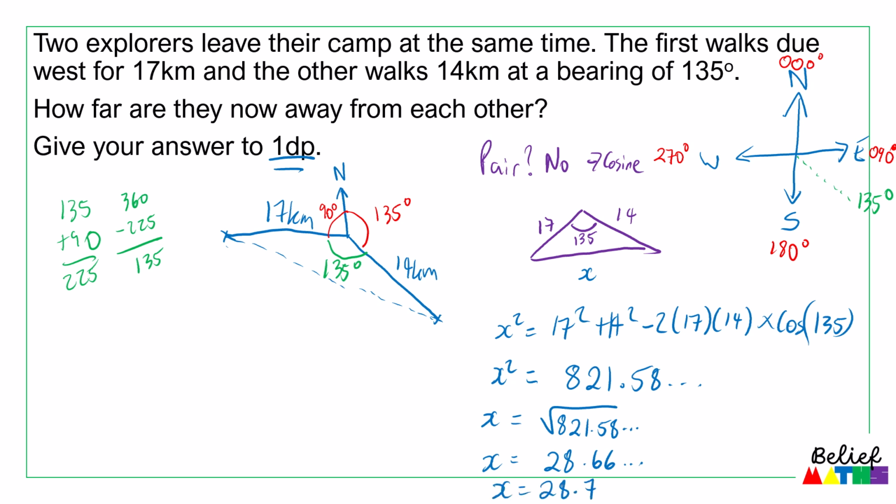Getting our units correct here, kilometers. So the two explorers are 28.7 kilometers away from each other. This is where they've mixed trigonometry with bearings, and it's worth drawing. It might even be two or three diagrams you have to draw, like I did here, to help you get to the answer.